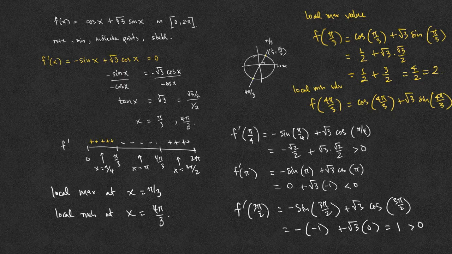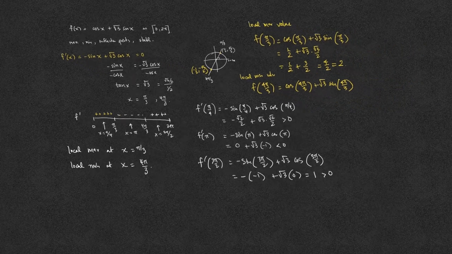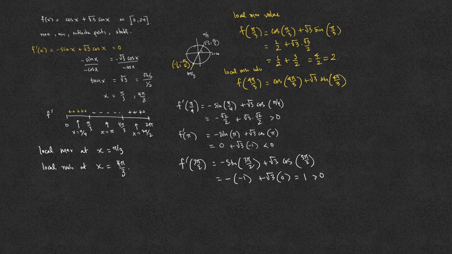4 pi over 3 is an angle in the third quadrant with the x-coordinate of -1/2 and the y-coordinate -√3 over 2. And so cosine of 4 pi over 3 is -1/2, plus √3 times sine of 4 pi over 3, which is √3 over 2, and it is negative. This is -1/2 minus 3 over 2, and so it is -4 over 2, or -2. The local minimum value is -2, and it occurs at x equals 4 pi over 3.